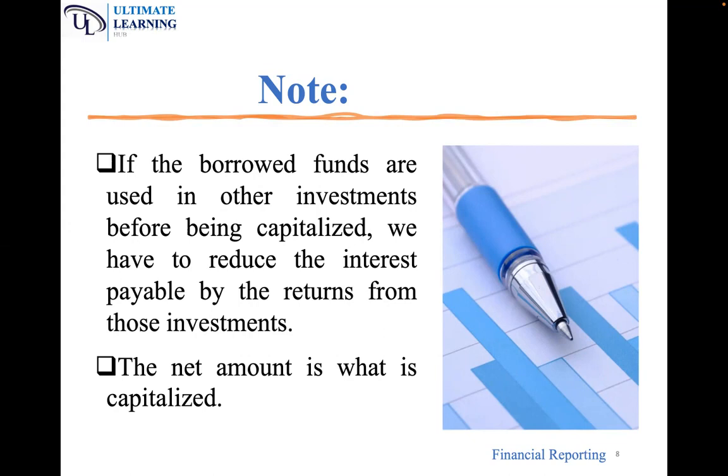For example, you have borrowed 1 million. The interest on the loan is 100,000, but you invested part of the proceeds from the loan and the proceeds generated you 30,000. The interest was 100,000. The proceeds from the investments are 30,000. So you take 30,000 and you minus it from this interest of 100,000. What you remain with is 70,000. This 70,000 is what needs to be capitalized. So I've put that in a note.